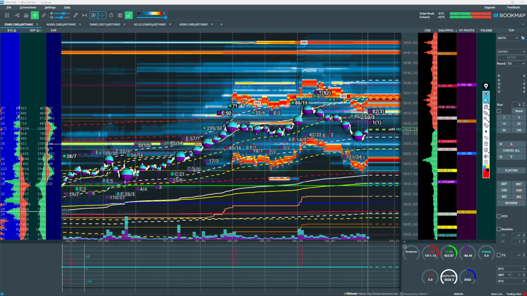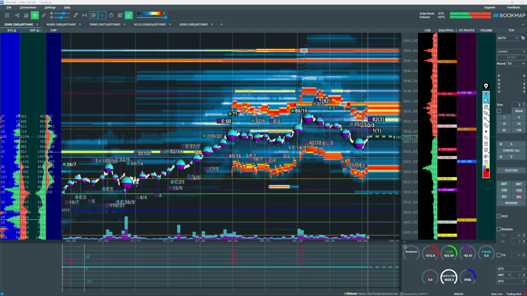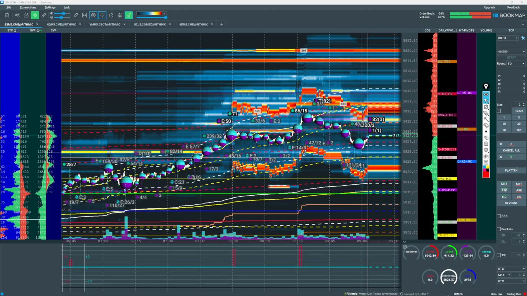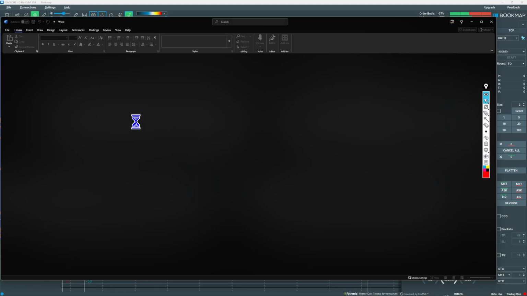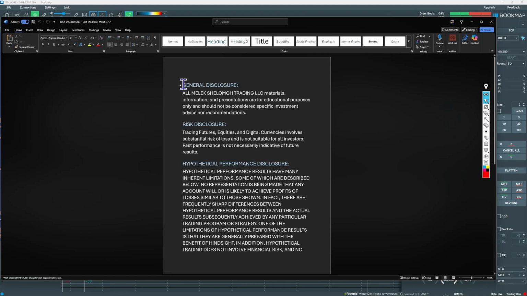This is MELEK SHELOMOH Trading, and I'm going to do a little trade setup here for March 25th, 2025. So let me just pull this up real quick, and let me just read this off.